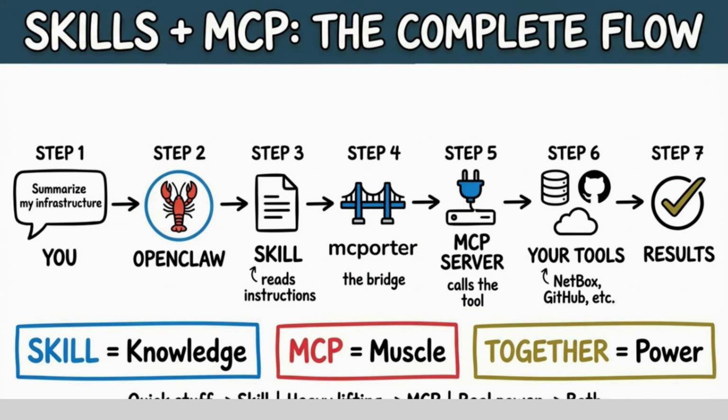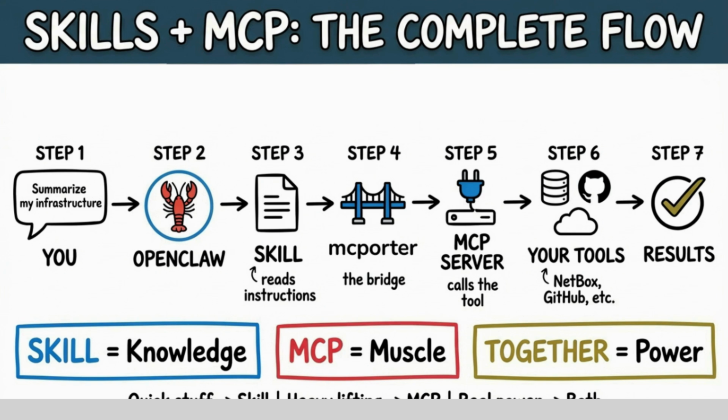So here is what the workflow looks like. You ask, organize my download folder and tell me what you moved. Behind the scenes, OpenClaw reads the skill. The skill says, for file operations, use MCP Porter to call the file system MCP server. That skill triggers MCP Porter. MCP Porter calls the MCP server. The MCP server performs the actual task, organizing the files. The result comes back through the chain. You receive a clean summary of what happened.